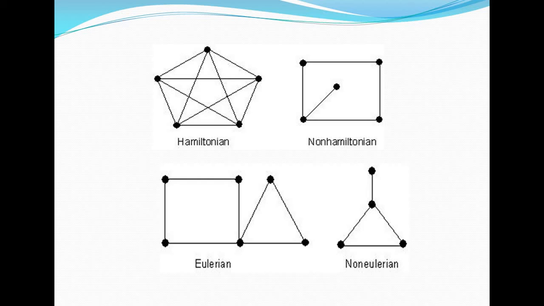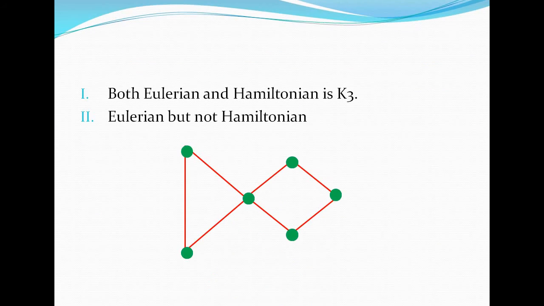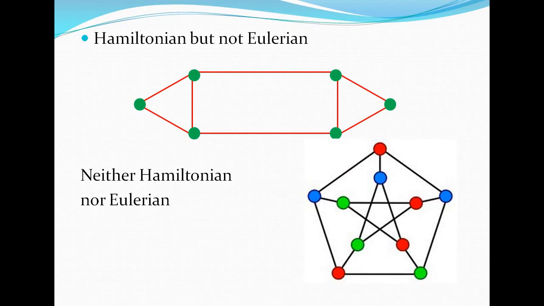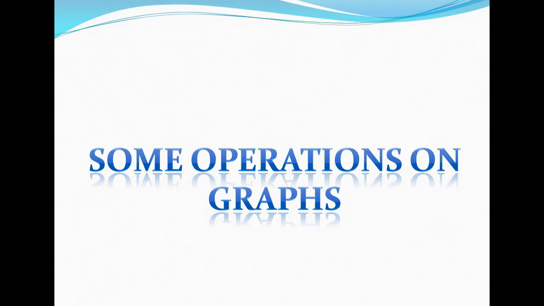And here there is an example for an Euler graph and a non-Eulerian graph. K3 is an example for both Eulerian and Hamiltonian. The graph given here is Eulerian but not Hamiltonian. The first one is a Hamiltonian graph but not an Eulerian graph. And the famous Petersen graph is neither a Hamiltonian graph nor an Eulerian graph.